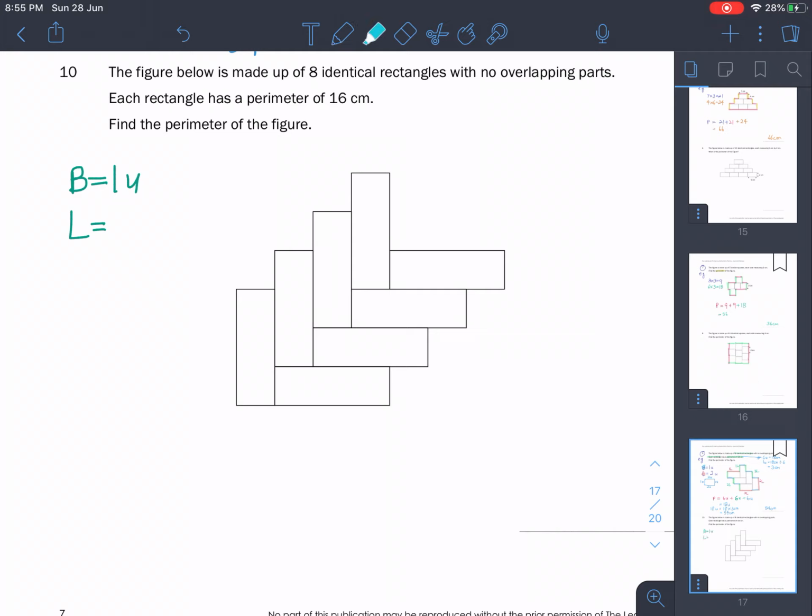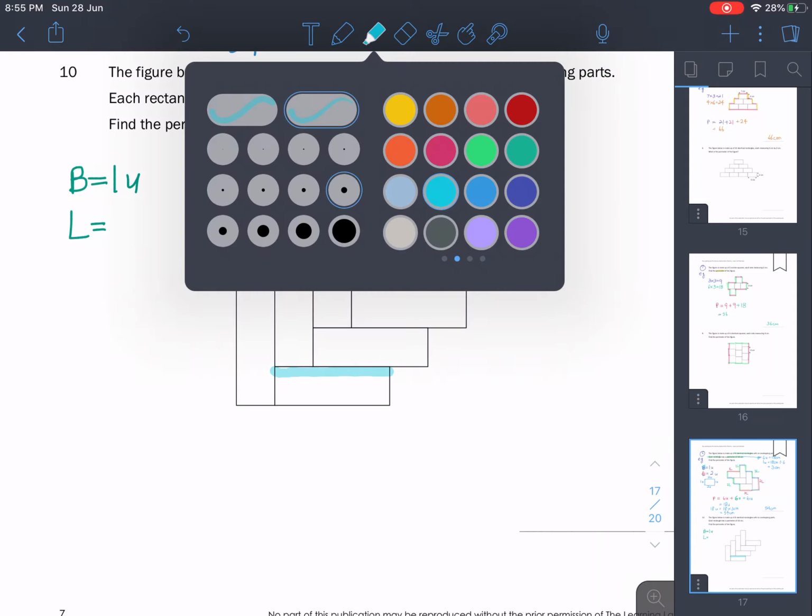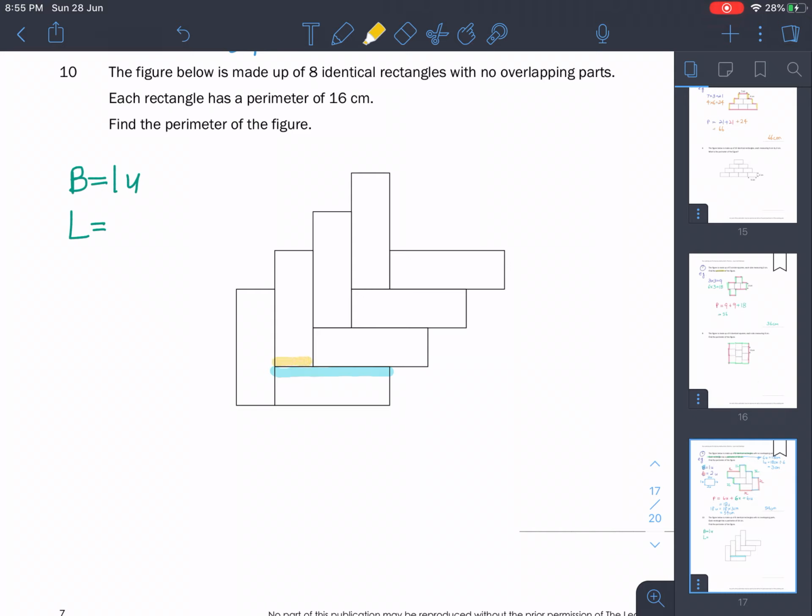Let's take a look at this part of the rectangle. So this is the length. We can find out how many breadths are equivalent to the length by using the push out method, this and this and this part.